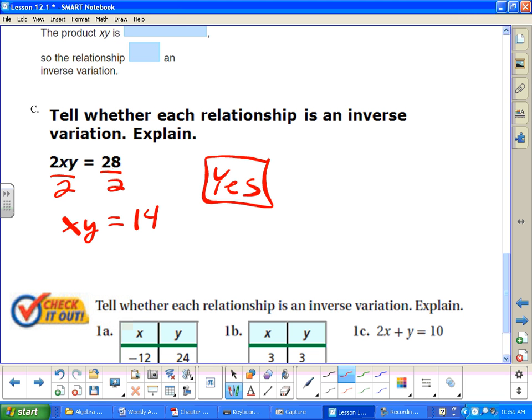All we're looking for is, I have 2 things I'm looking for. I'm looking for x times y equals a constant k, or that y equals k, some constant over x. If I have either of those situations, then it is an inverse variation. If I don't have them, then it's not.